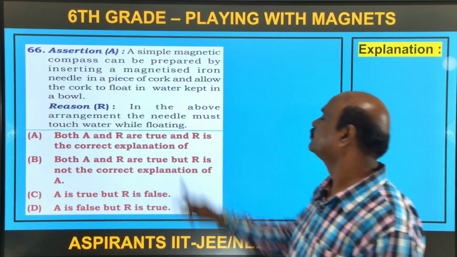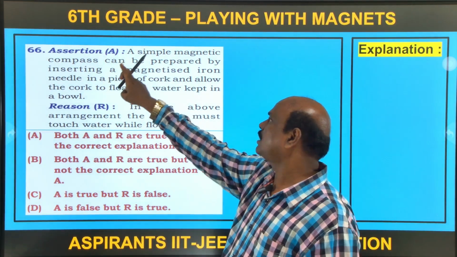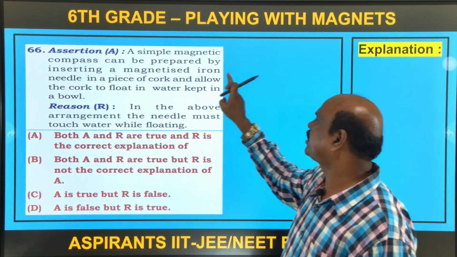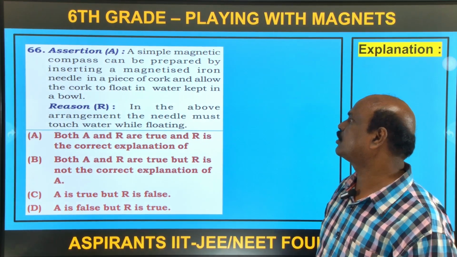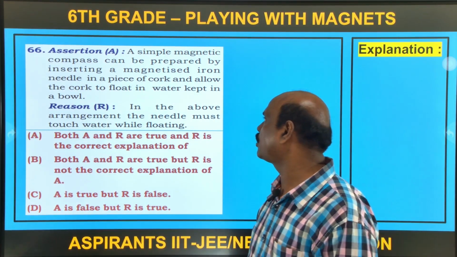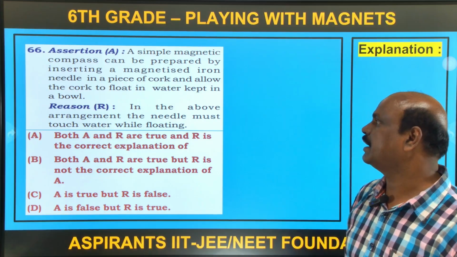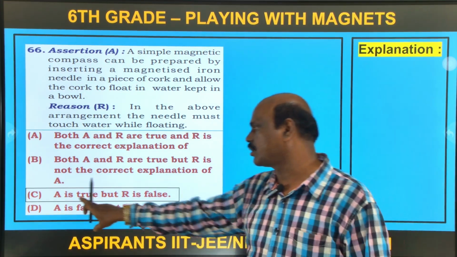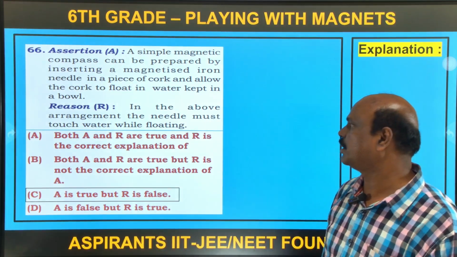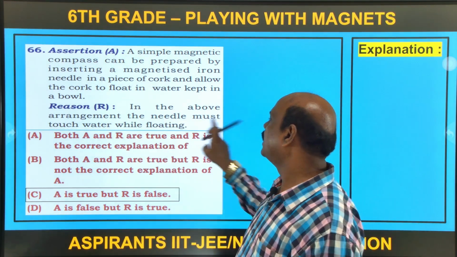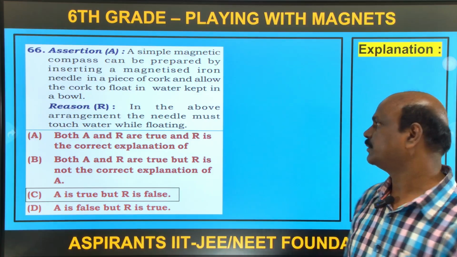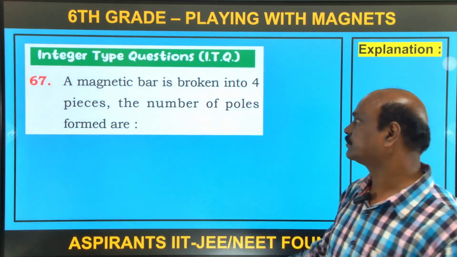Next, a simple magnetic compass can be prepared by inserting a magnetized iron needle in a piece of cork and allowing the cork to float in water kept in a bowl. So this is about the arrangement. So again here also, A is true but R is false, because in this arrangement the needle must touch the water which floats. It is wrong.